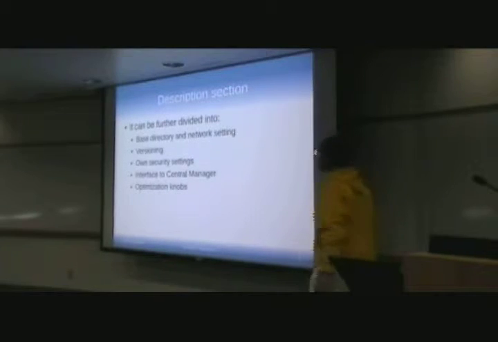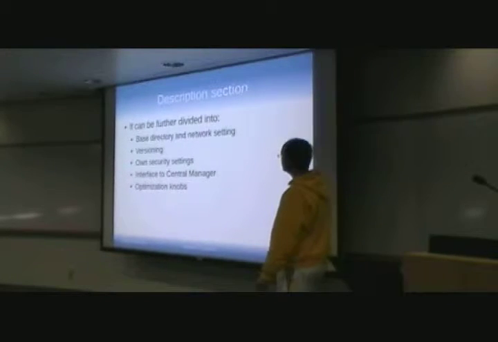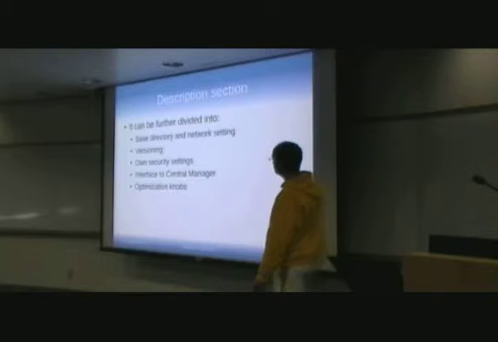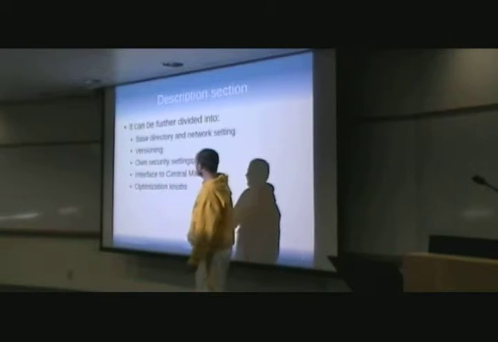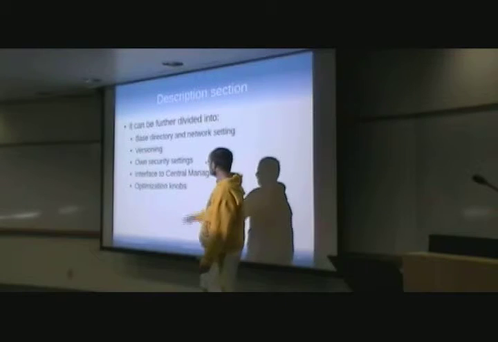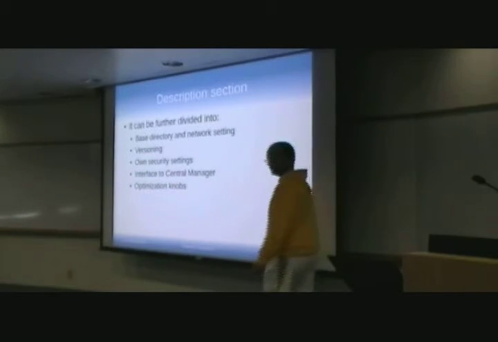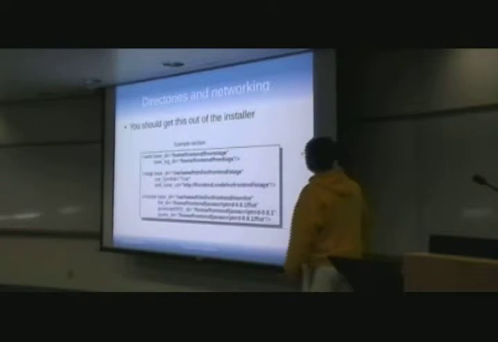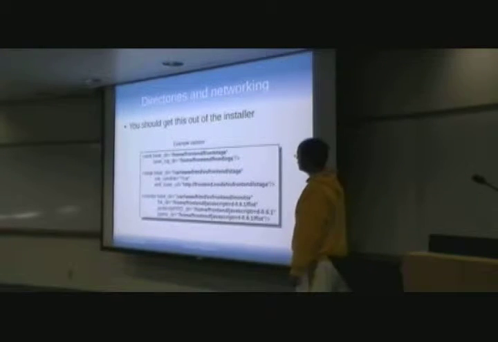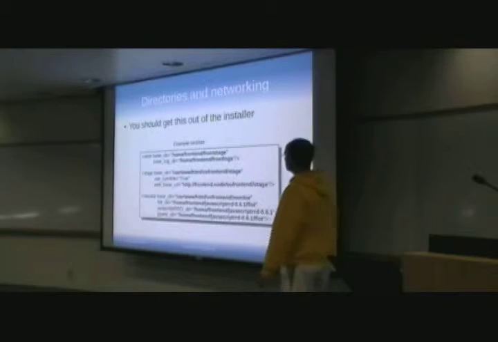So the first section is the description section, and this can be further divided into the base directory, network settings, the versioning, its own security settings, the interface to the central manager, and the optimization knobs. The directory and the networking should already have been done for you by the installer. You hardly ever need to tweak them unless you did something really weird.